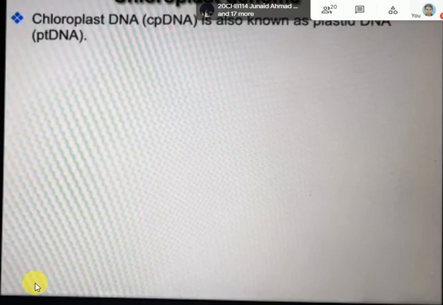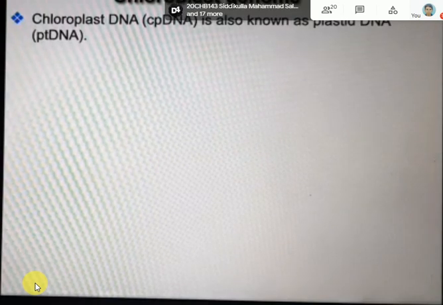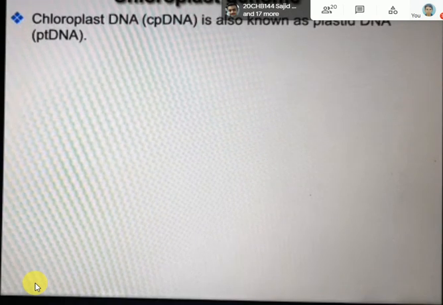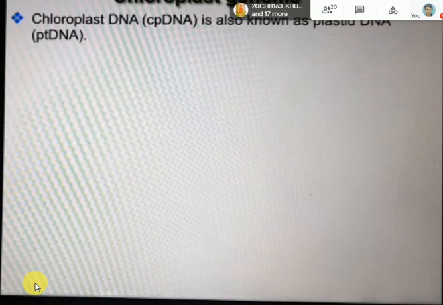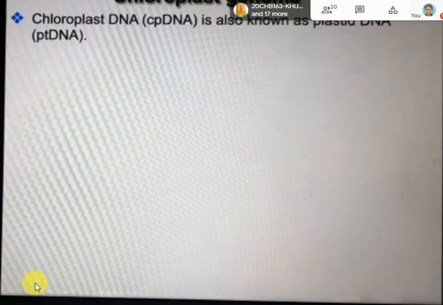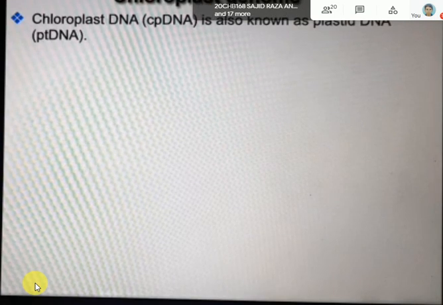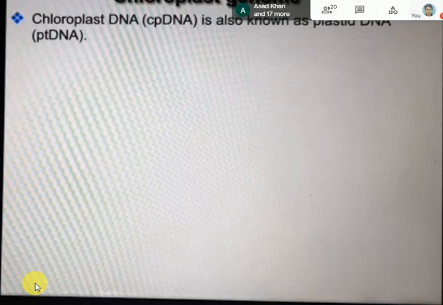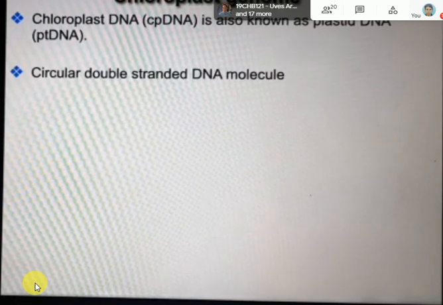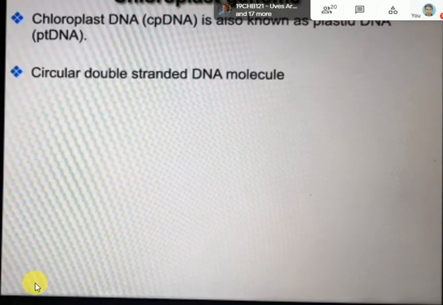As I said, independent DNA is present in the chloroplast, and the proteins and ribosomes are present. So almost the whole machinery is present, which helps in the multiplication and also in the survival of the organelle. So the chloroplast has its own genome, that means its own DNA, and this is called cpDNA, that is chloroplast DNA, also known as plastid DNA or ptDNA. It is a circular double-stranded DNA molecule.